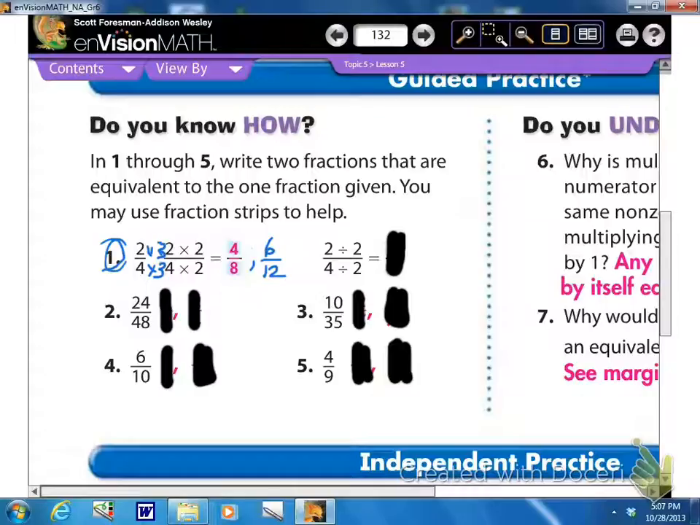Now over here they show you how you can divide by 2. Both 2 and 4 are divisible by 2. So if I divide 2 by 2, I'd get 1. And if I divide 4 by 2, I'd get 2. So again, 2/4 is equivalent to 1/2. 2/4 is equivalent to 4/8 and 6/12.